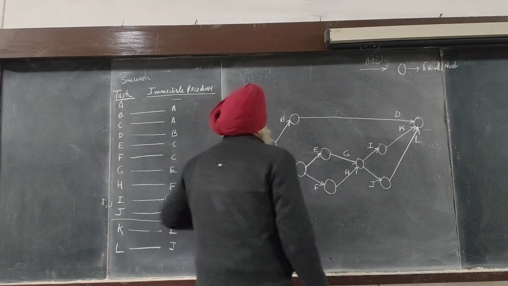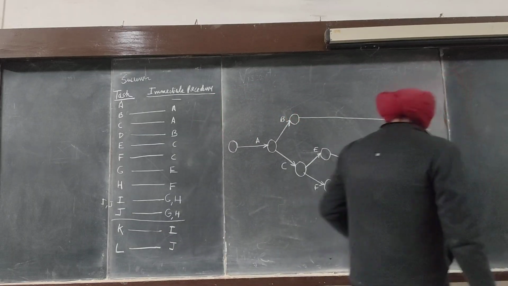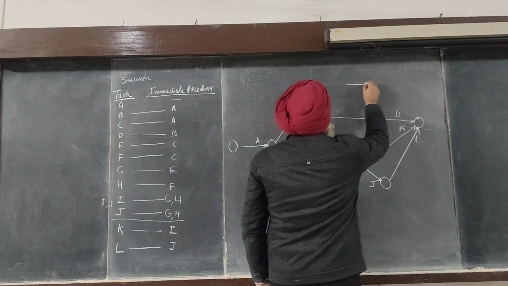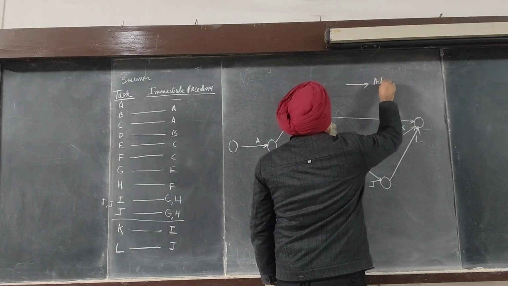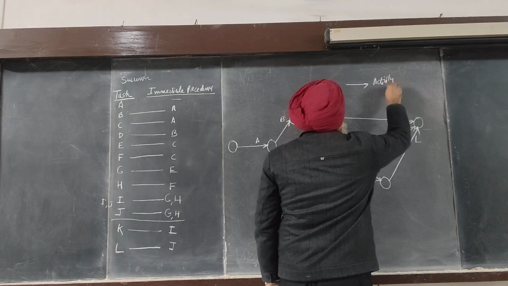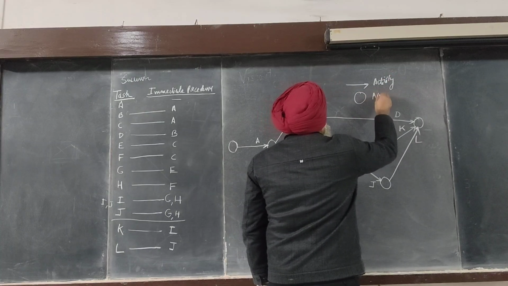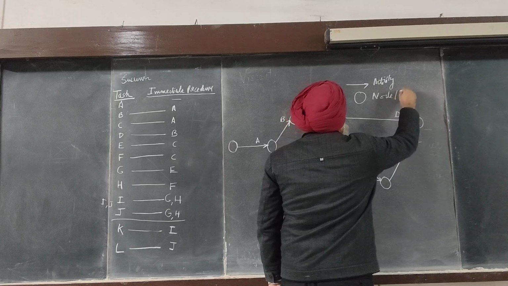Basically, this is the notation. I have mentioned the notation, again I am putting it here. This is for activity. This is the notation. And these are for the node or event.